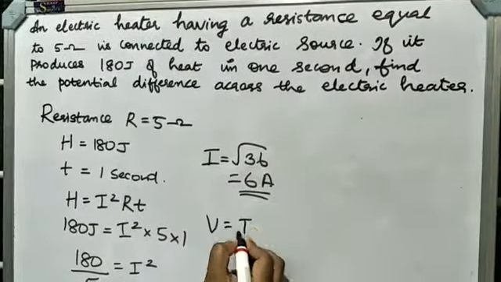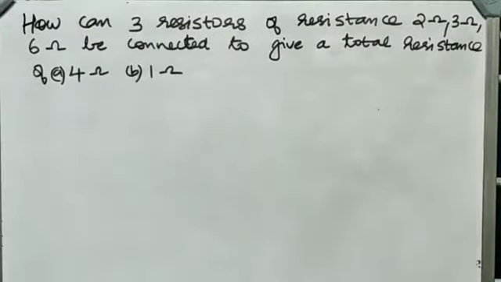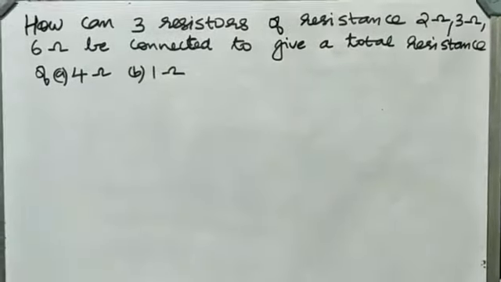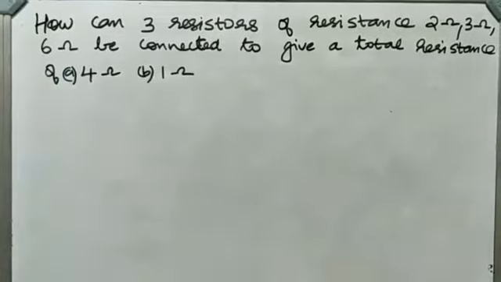How can 3 resistors of resistance 2 ohm, 3 ohm, 6 ohm be connected to give a total resistance of 4 ohm and 1 ohm? So here in this question it is given that we have got 3 resistors having resistances 2 ohm, 3 ohm and 6 ohm. And we can connect in any manner you want, so as to get the total resistance of 4 ohm and 1 ohm.